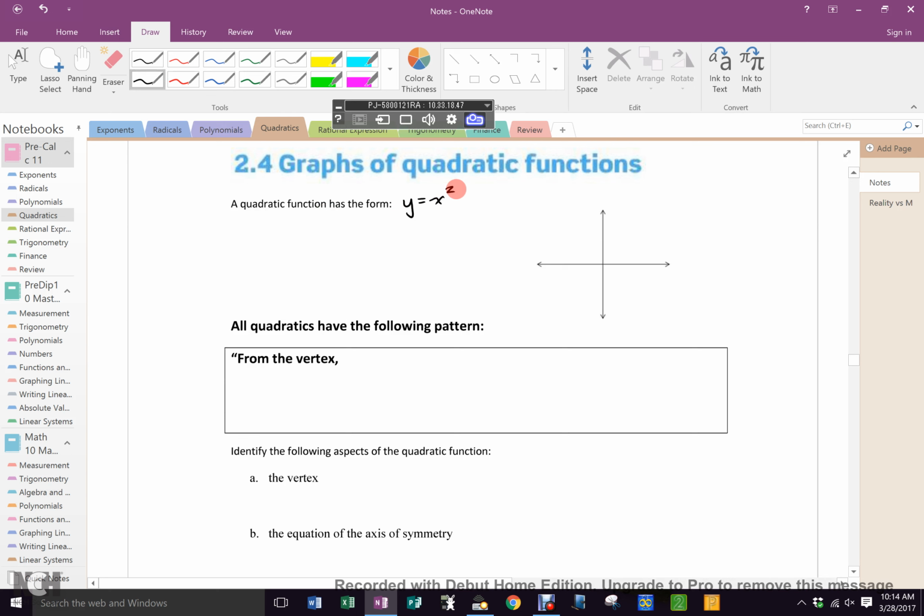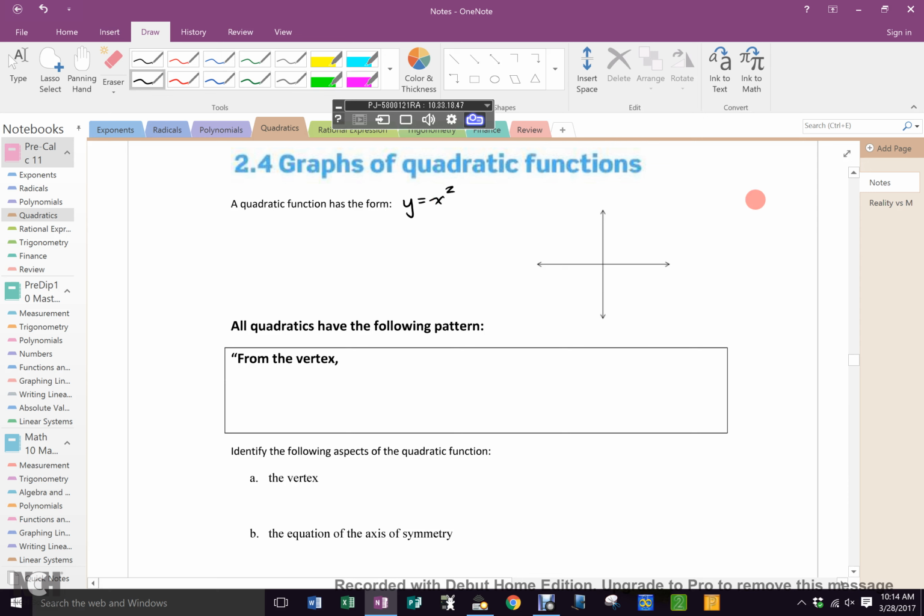Now, if we were in grade 9 and I told you to graph this, what mathematical tool would you use to graph it? How would you make a graph of that? A table of values. You would use a table of values, right?